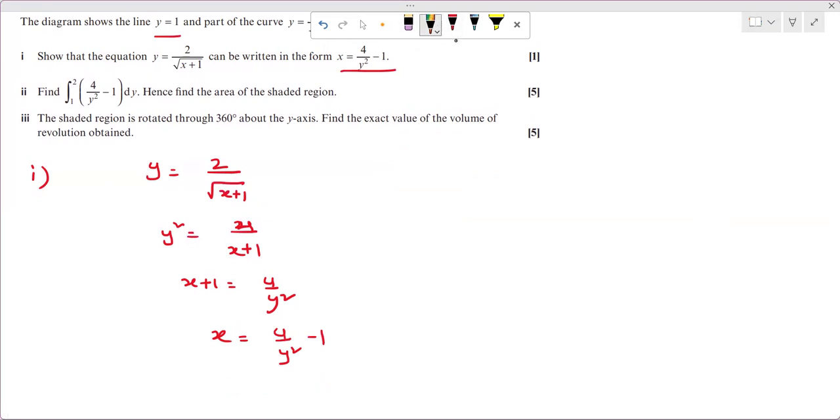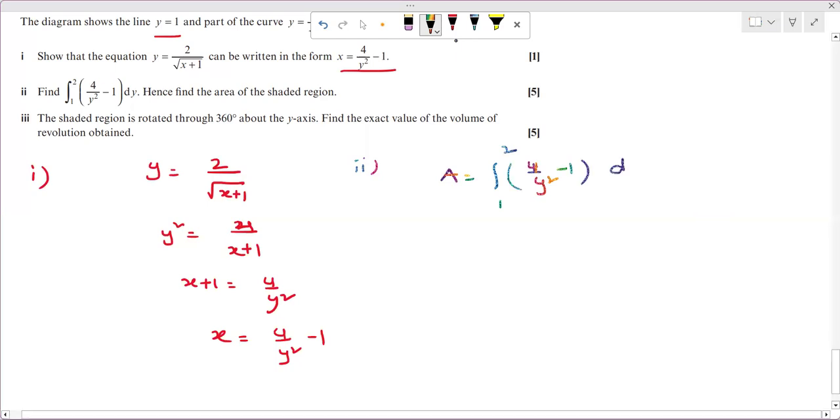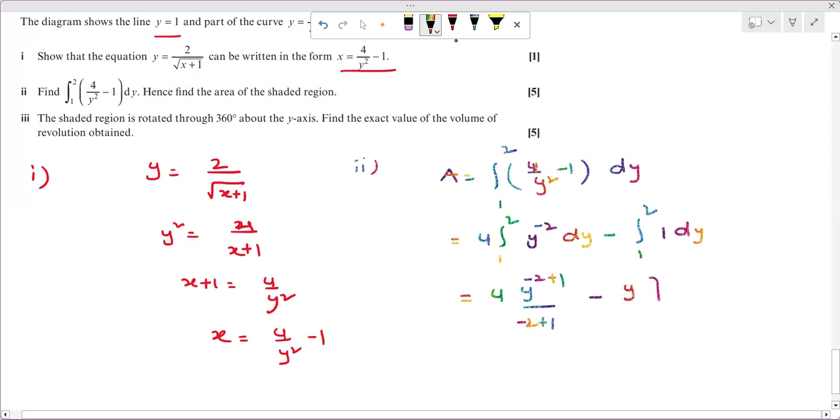Okay, next, the second one. We have to find this area. So area is equals to integration 1 to 2 of 4 by y square minus 1 dy. Simplify this: integration 1 to 2, 4 outside, y to the power of minus 2 dy, minus integration 1 to 2 of 1 dy. So 4 y to the power of n plus 1 by n plus 1 minus y, overall applying the limits 1 to 2.